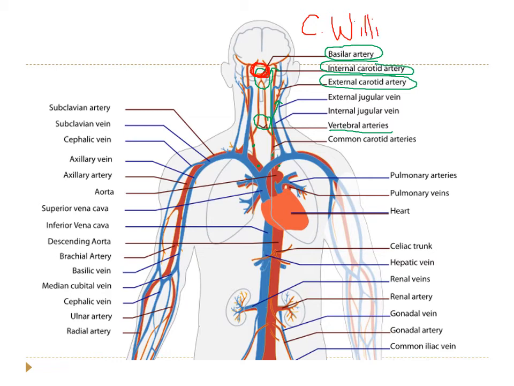And the circle of Willis acts like a traffic circle so that if one of the vertebral arteries or one of the internal carotid arteries gets a little bit blocked for some reason, you can still get blood flow to the brain. All right, I'm going to get rid of that.